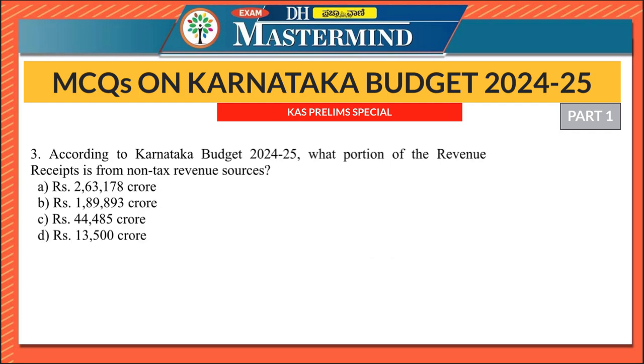Please note it down. Third question says, according to Karnataka Budget 2024-25, what portion of the revenue receipts is from non-tax revenue sources? So it can't be 2,63,178 crore because this is the total revenue receipts. It cannot be rupees 1,89,893 crore because we've already seen that it contributes 52% to the total receipts, and this is the state's own tax revenue receipts. So we have already seen that non-tax revenue sources contribute only 4%, and the right answer over here is rupees 13,500 crore, that is option D.